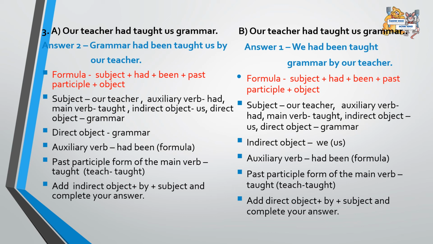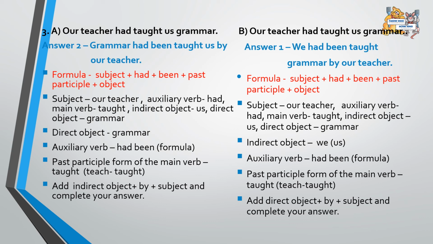First, we are going to use the direct object. The direct object gives the answer to the question what. What does the teacher teach? It's grammar. So, grammar is the direct object. First, let's begin the passive voice sentence with the direct object, that is, grammar. Then select the auxiliary verb had been from the formula. Now write the past participle form of the main verb teach. The answer is taught. Finally, add the indirect object, by and the subject to complete the answer. The complete answer is: grammar had been taught us by our teacher.